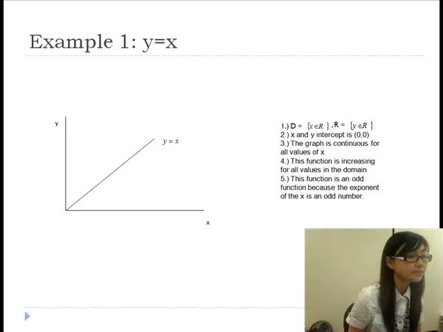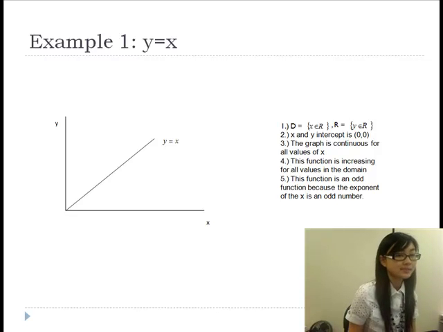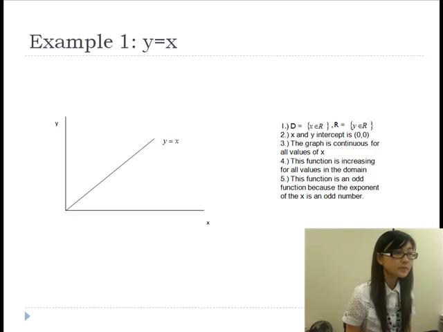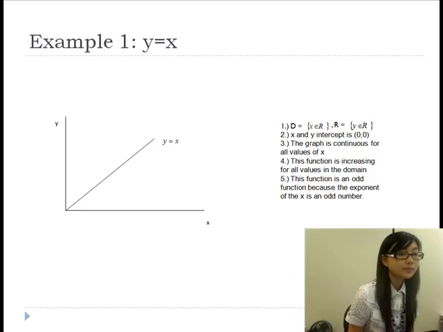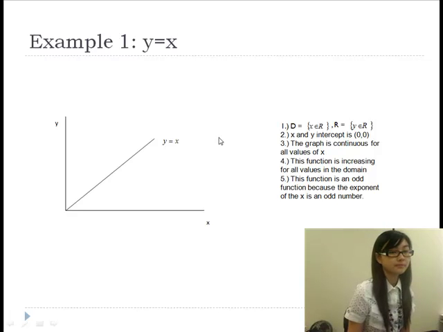There's only one intersection between the function and the axes, and that's at 0 and 0. So the x and y-intercept is 0 and 0. Next, we can see that the graph is continuous for all values of x, because there are no breaks in between the graph. We can also tell from the slope that the graph is increasing for all values in the domain. Then by looking at the equation y equals x, we can see that the function is an odd function because the exponent on top of x, which is 1, is an odd number.